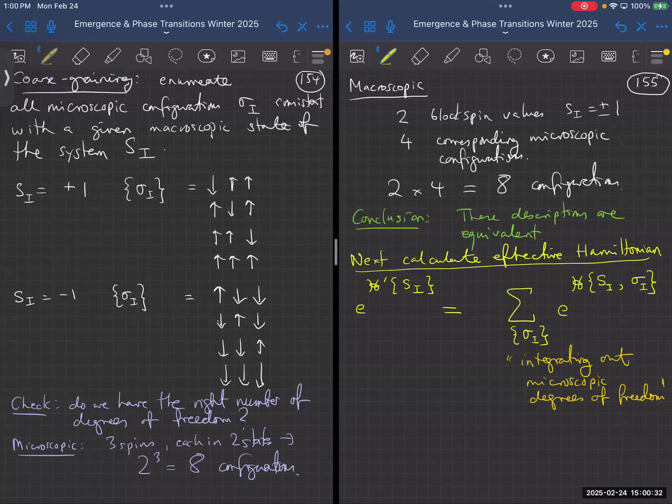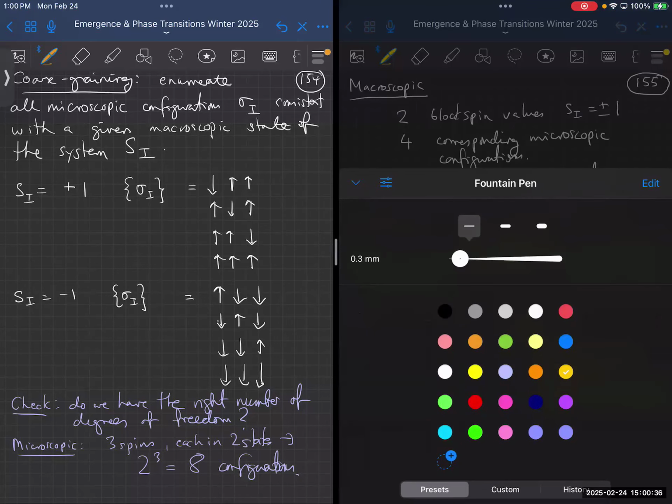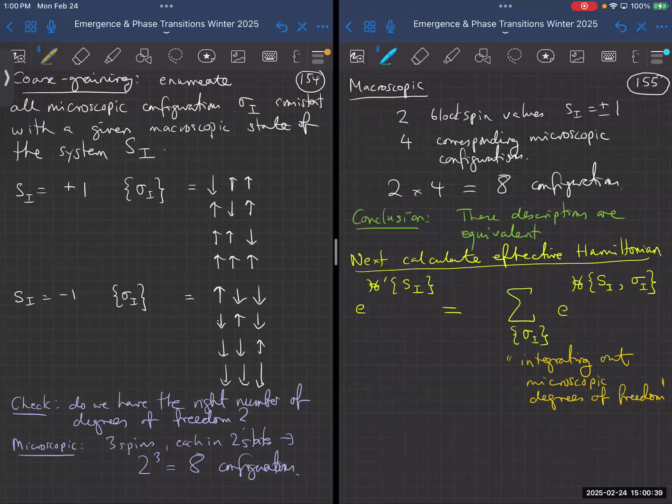In this case, it's the sigmas. And then at the end of the day, after we've done that, the effective Hamiltonian just depends on the block spin variables, like so. Okay, so that's what we have to do.